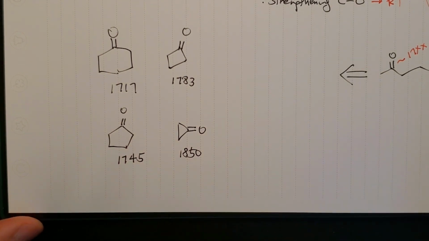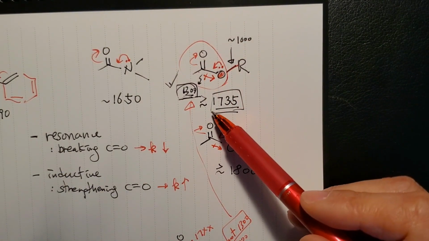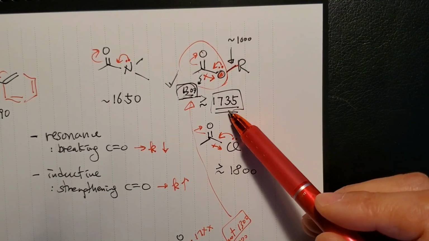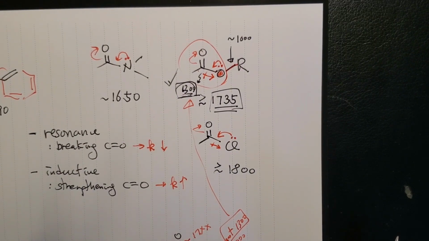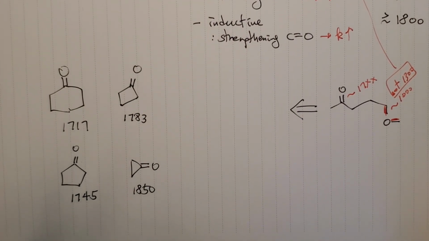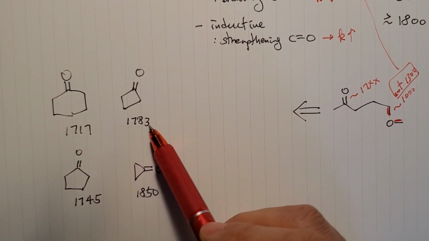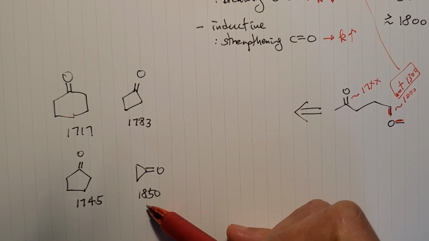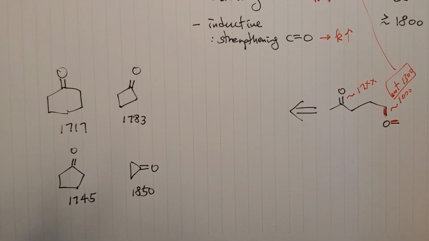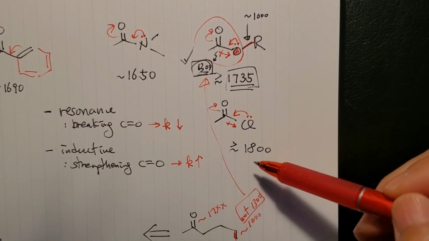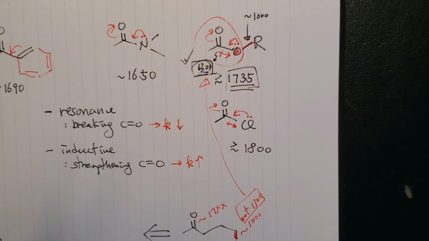That's pretty close to the ester carbonyl group, over 1735, casually 1740 something. And then if you reduce the ring size even more, it's 1783. And even more, it becomes 1850 for cyclopropanone. Then that gets confused with the value for the acid chloride functional group.